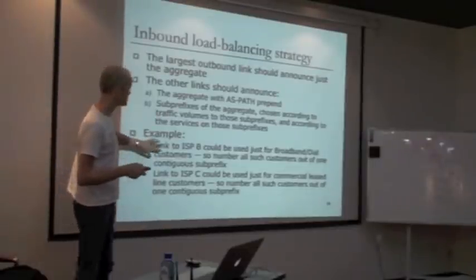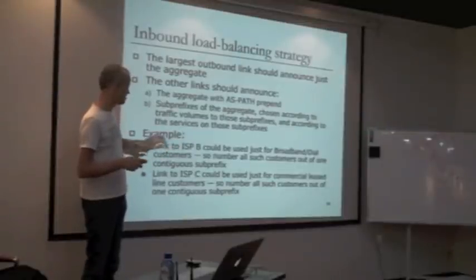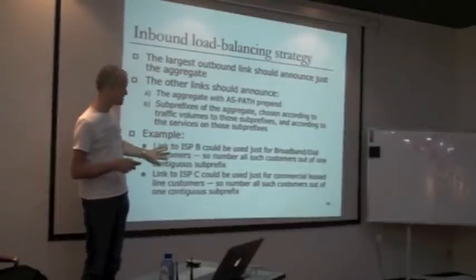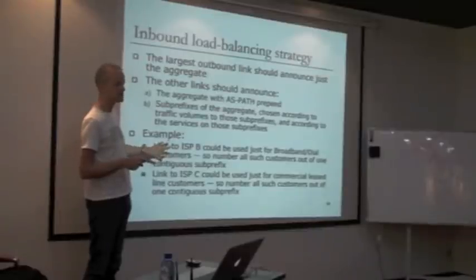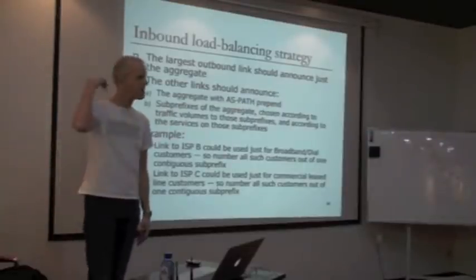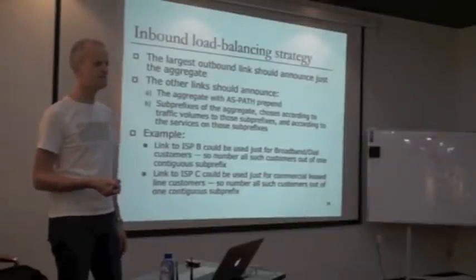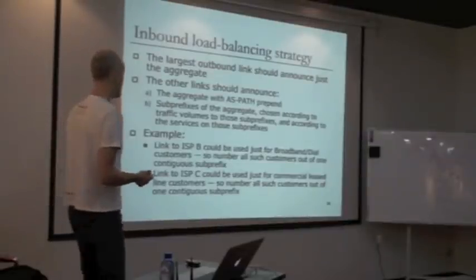For example, here, the link to ISP B could be just for broadband customers. So you number the customers out of one contiguous sub-prefix, one subnet, and announce that subnet out the B link. Once it fills up with incoming traffic, too bad. That's all they get. Okay?